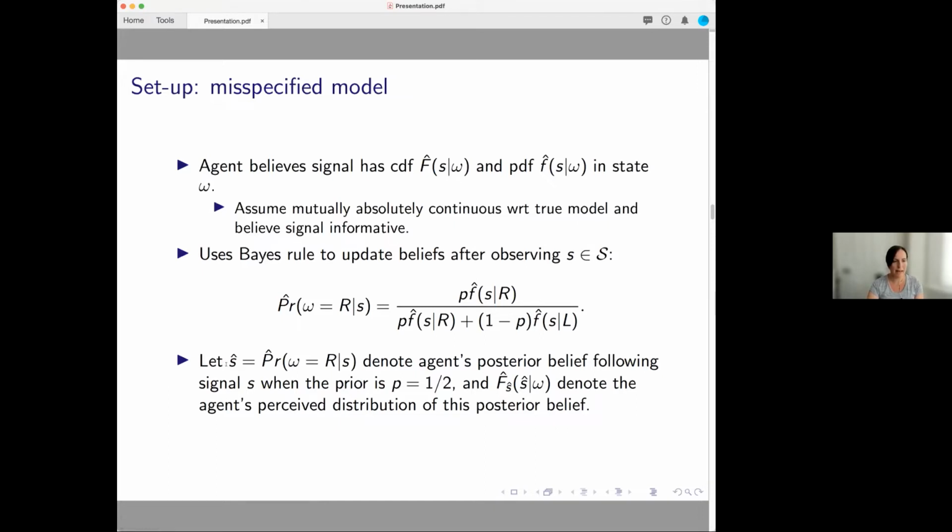And so if we let S hat denote the agent's posterior, given their model of the world, then we let F hat of S hat denote the agent's perceived distribution of what their posterior belief could be. This is going to come into play later on when we're trying to figure out which model may make sense. It turns out there's a compelling condition on the agent's perceived posterior belief, in terms of how they're forecasting future beliefs, that we may want to sometimes incorporate. So more on that later.